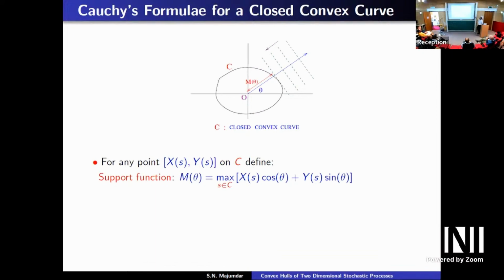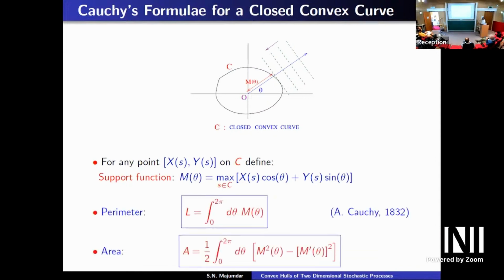But geometrically, this stick example is very easy to visualize. All right. So if you know this M of theta, then Cauchy's formula says that the perimeter of any closed convex curve is actually the integral of M of theta d theta. This is sort of well known. You can find it in the literature once in a while. But even this formula, the area formula, is not at all well known, but it was there in this paper. This is the paper from 1832.